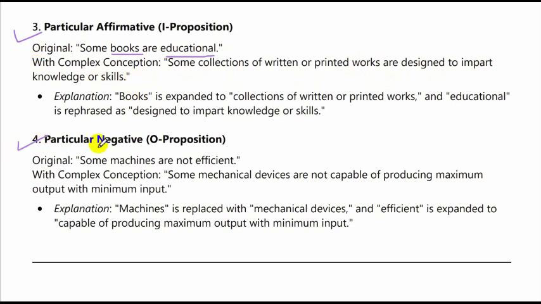Particular negative. The original particularity of the proposition remains. Some remains here without changing its meaning. Particular negative, O proposition: Some machines are not efficient. So it will start with some. Then we define what a machine is. It's a mechanical device. Not efficient means not capable of producing maximum output with minimum input.